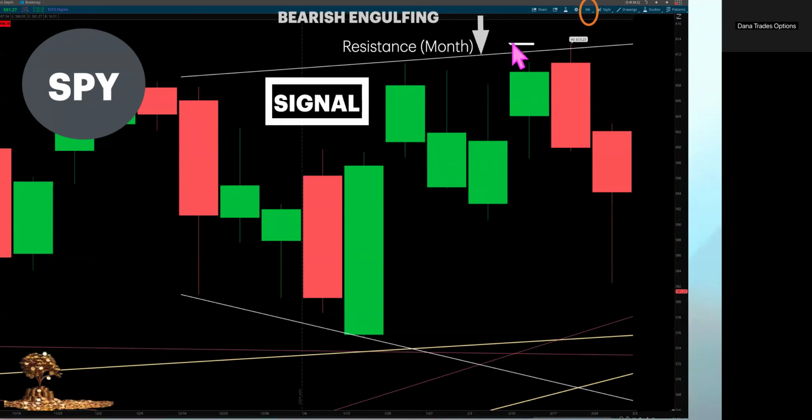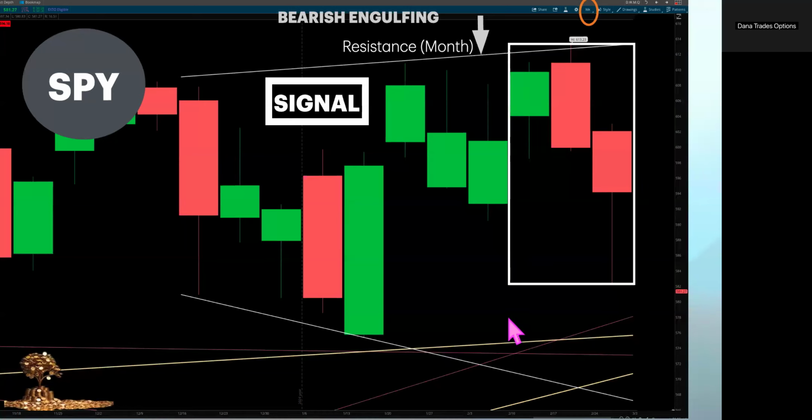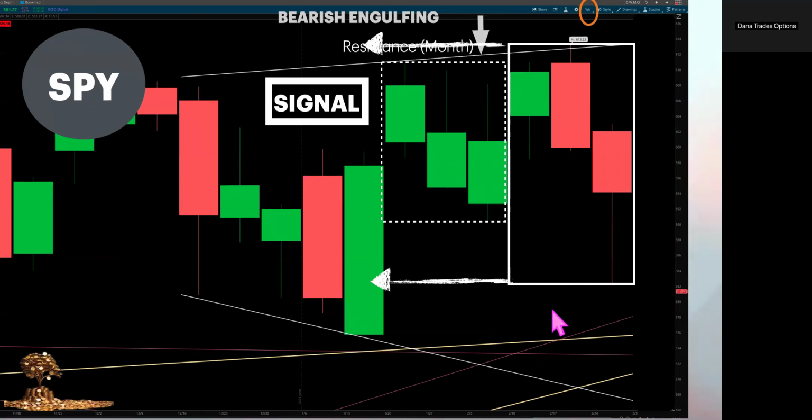Here we have a signal, and the signal being a 3 week bearish candle. How do you know first that this is a 3 week bearish candle? 3 weeks, one, two, three. It is engulfing because you look at the three candles to the immediate left. And in considering those candles, the high price of our bearish engulfing is higher than the highest price of those three candles, and the low price is lower than the lowest price of those three candles, creating an engulfing candle.